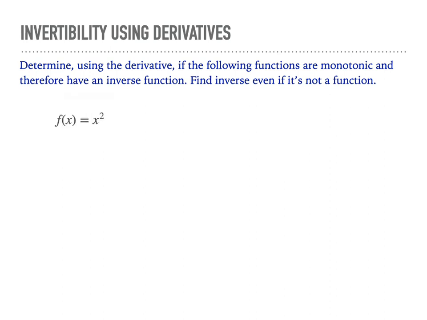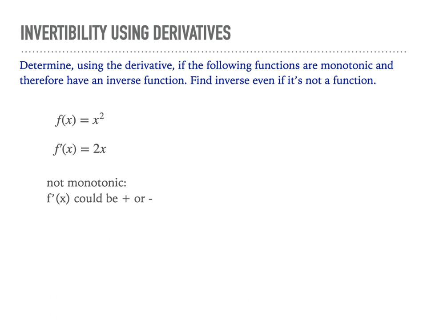So the first function we have is this very simple function, f of x equals x squared. Now we know the derivative of this is 2x. And we know from the derivative that the f of x function is not monotonic because f prime of x could be positive or negative.